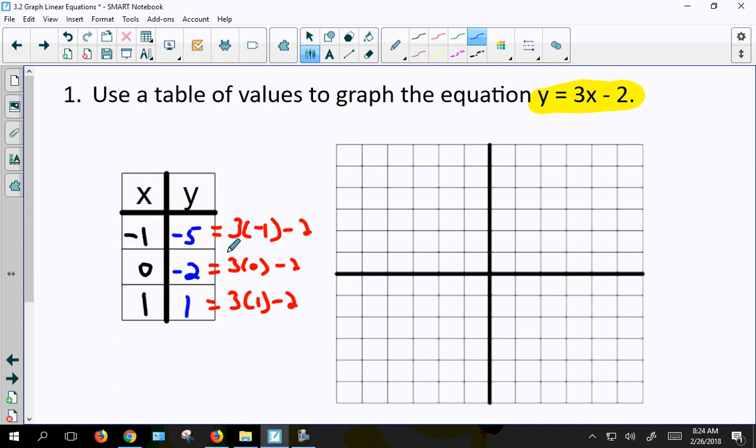So basically, I then go and I graph these. Negative 1 is here on x. Negative 5 is right here. So I just went to negative 1, negative 5, and I graphed. Then I'm going to go to 0, negative 2, and I graph. And then I go to 1 and 1, and I graph. This is my line.